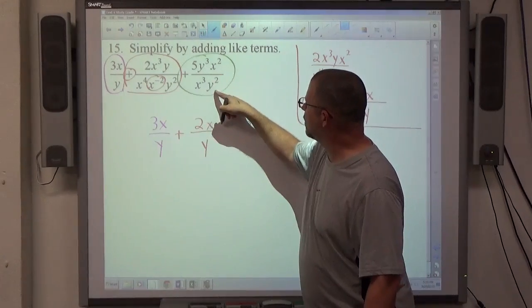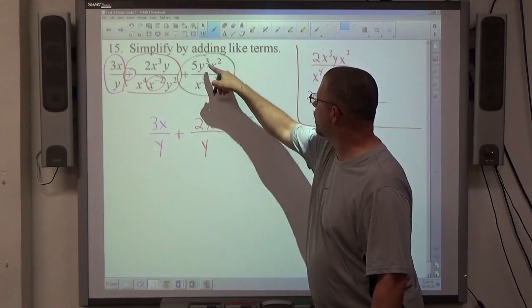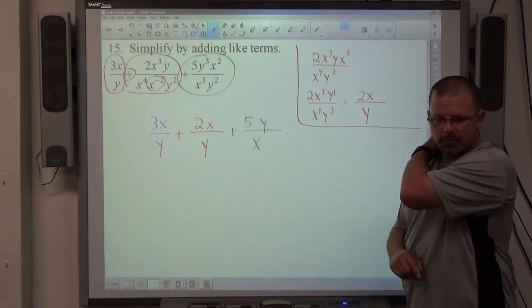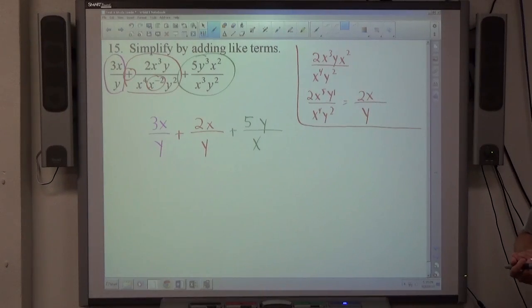I've got too many y's. Y is bigger on top. 3 minus 2 is 1. Too many x's. X is bigger on the bottom. 3 minus 2 is 1. So get each term simplified as much as possible, then add like terms based on what you're looking at.